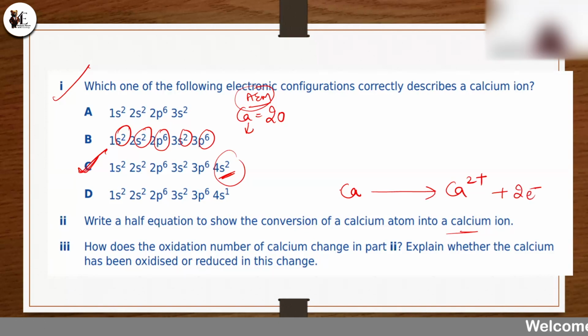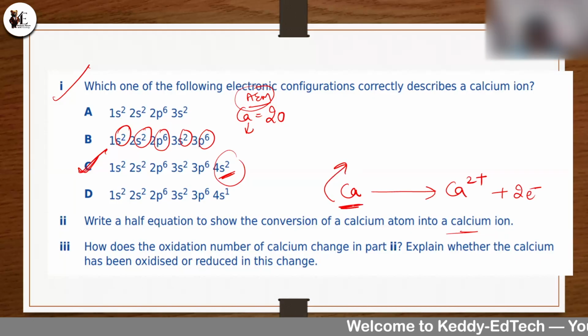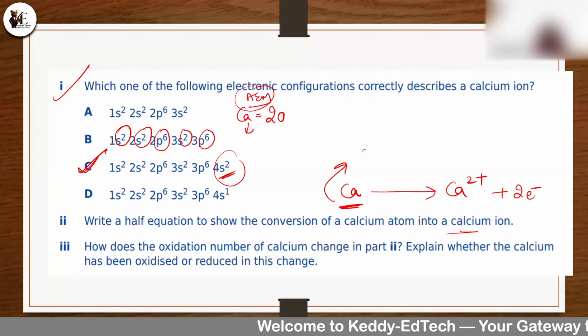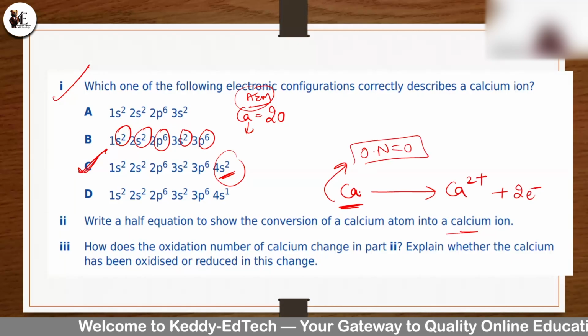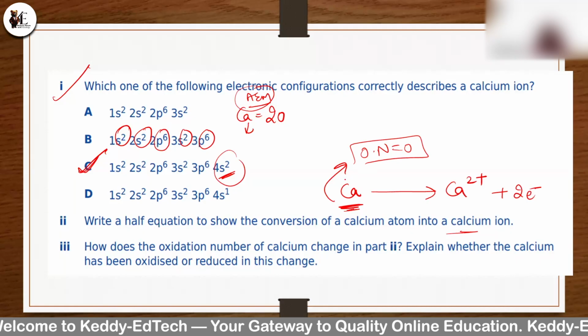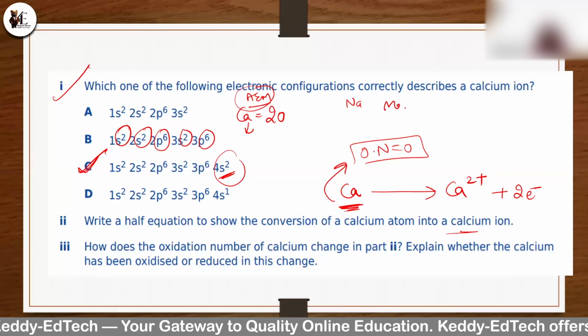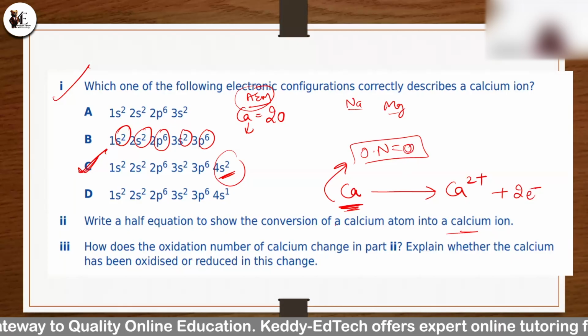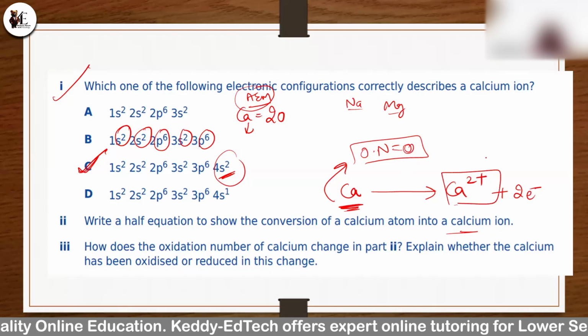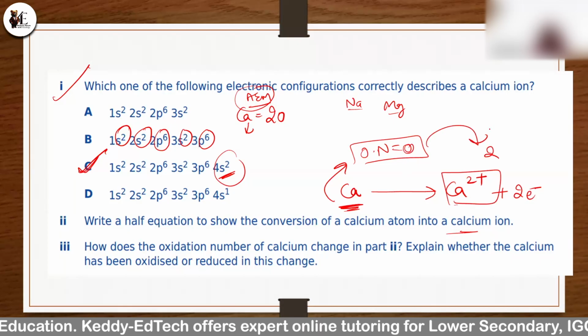What is the oxidation number of calcium in this? It is 0, because the oxidation number of an element is 0. So if you have Na, magnesium, written alone, then the oxidation number is 0. We'll study this in redox reactions. Then notice the oxidation number here, it is plus 2. So 0 to plus 2, oxidation or reduction?